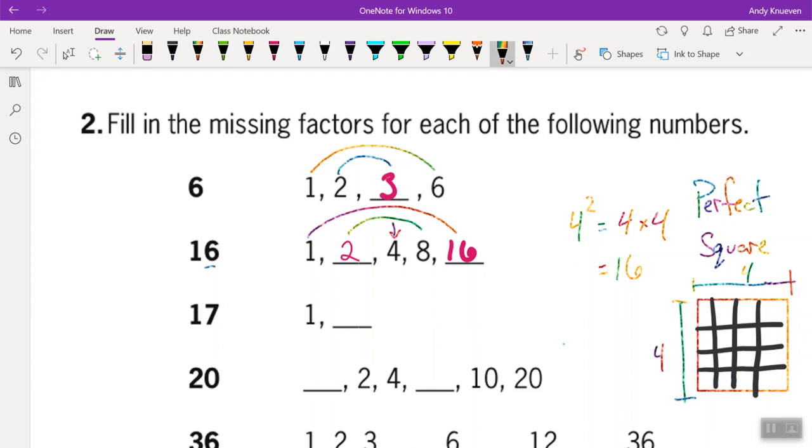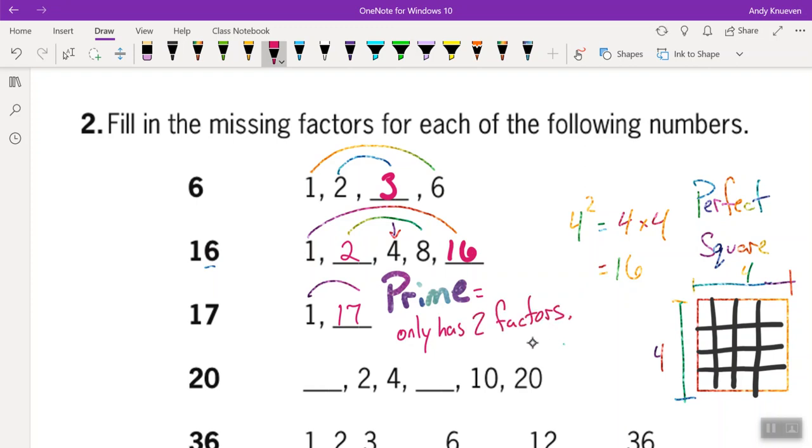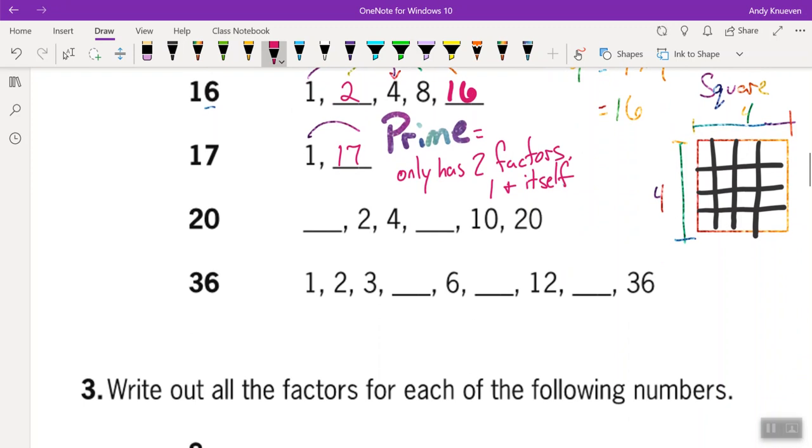All right, so let's look at 17. Well, the only factors for 17 are 1 and 17. So this is what we then call a prime number. Now, a prime number means that it only has 2 factors, 1 and itself. So 17, the only way we can get to 17 by multiplying 2 numbers together is 17 times 1.